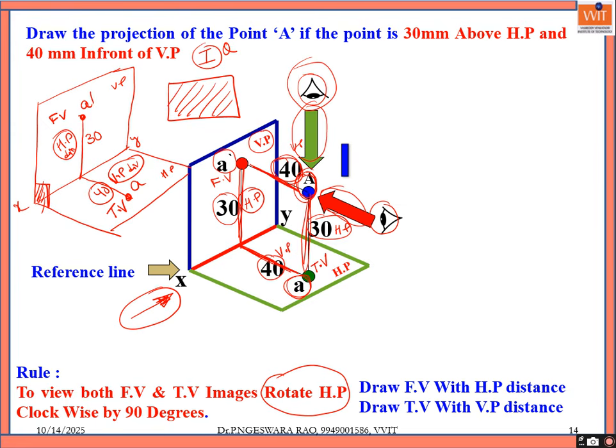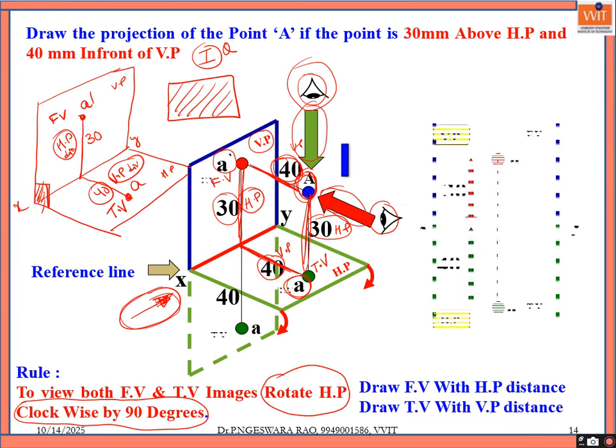That is the front view image as well as the top image. Hence, rotate the horizontal plane in the clockwise direction by 90 degrees, when we are seeing from this direction. Okay, so we can see in the picture, this is the direction. When we are seeing the horizontal plane, clockwise means we have to rotate like this. So rotate it by 90 degrees. When you rotate like this, see, everything goes in the downward direction.